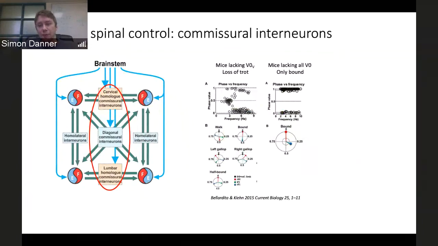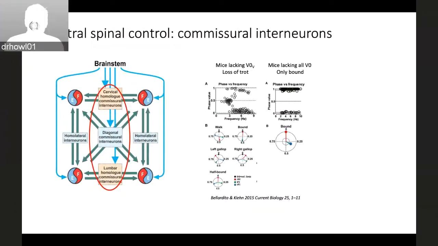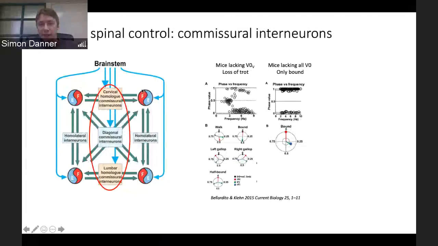Okay, so there are two main pieces of experimental data that allowed us to identify the connectivity between the rhythm generators that are mediated by commissural interneurons. The first one is the study by Bellardita and Kiehn in 2015. They investigated the gait of mice lacking V0V neurons and also lacking all V0 neurons.